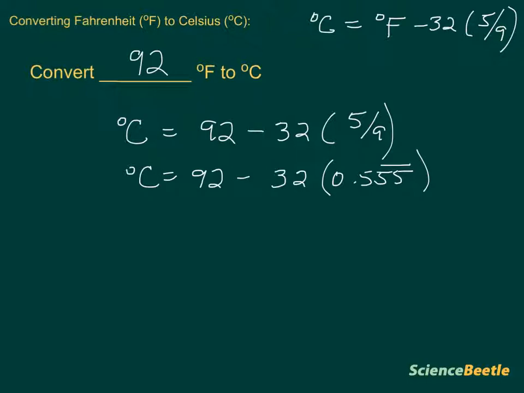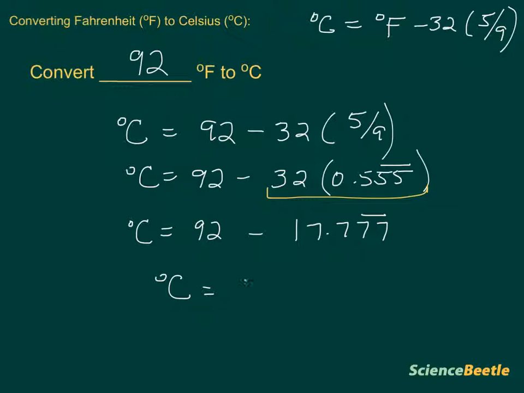Now, since I still have parentheses, I need to resolve this portion of it and multiply the 32 times the number I just got. When I do that, I get 17.777. It actually repeats quite a bit. But we'll do this for now, and then I bring down the rest of the equation. So it's going to be minus, and then 92, equals degrees Celsius. So all that's left to do now is to take the 92 and subtract 17.777, and that should give us the final answer for degrees Celsius. So if I do that, this is what I get.